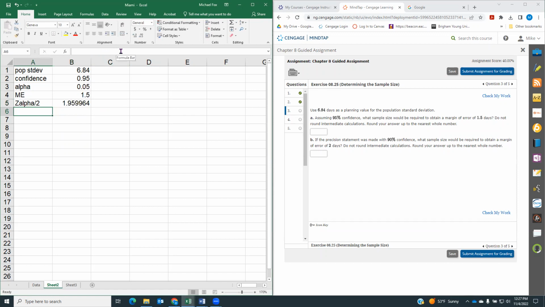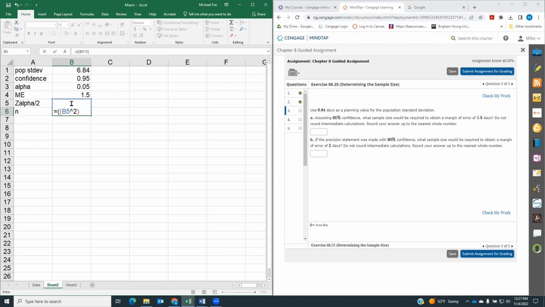So there it is, 1.959964. There's the z of alpha divided by 2. And then I have my margin of error, and I have my population standard deviation. So if you remember, n, according to our formula, is just our z-score of alpha divided by 2 squared.